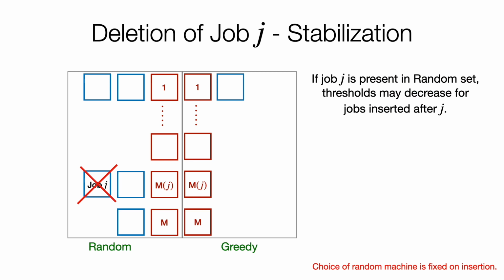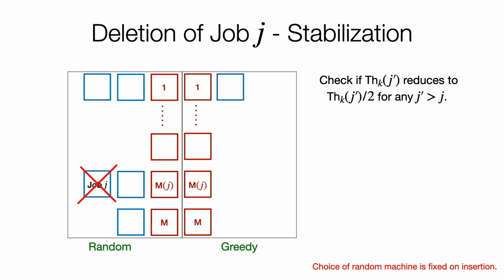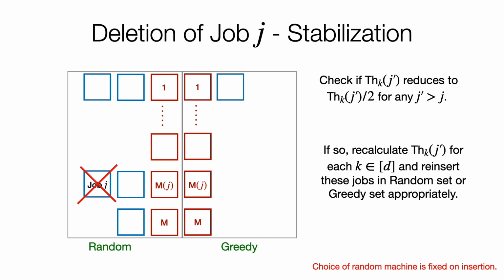When we want to delete job J and it is present in the random set, we said that the threshold may decrease for jobs inserted after J. So for some job J prime inserted after J, we're going to check if this threshold reduces to threshold K of J prime by 2 for any dimension. And if this does not happen, we're not going to do anything. We will just remove job J and proceed to the next time step. Otherwise, if this threshold does decrease, then we're going to recalculate this threshold in every dimension for this job J prime and reinsert it in the random set or greedy set appropriately.